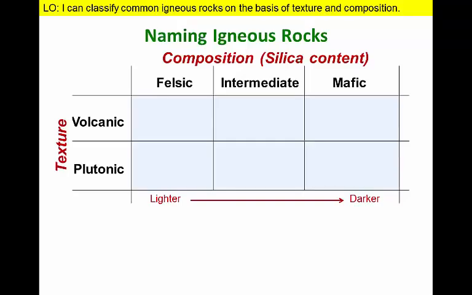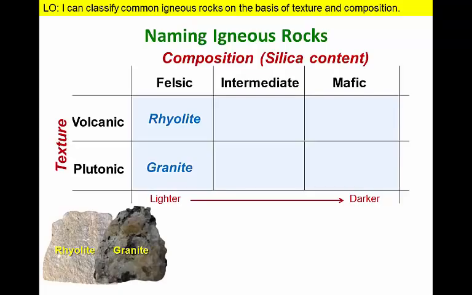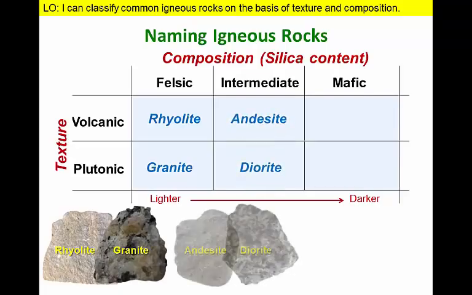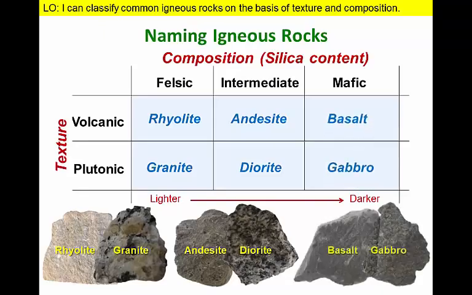Felsic volcanic and plutonic rocks are known as rhyolite and granite respectively. Their intermediate equivalents are andesite and diorite, and the darker mafic volcanic igneous rock is basalt, and the plutonic version is gabbro. Try creating this table on your own as a useful way of remembering the classification scheme.